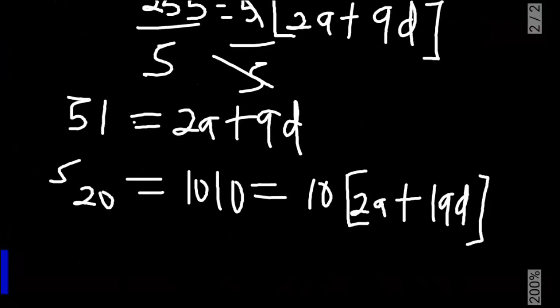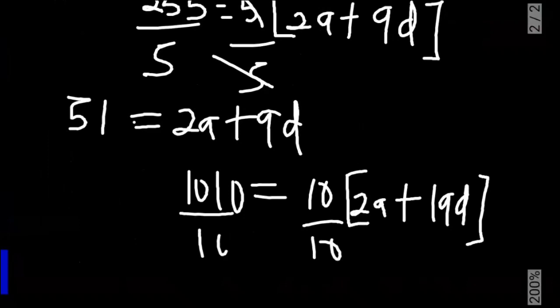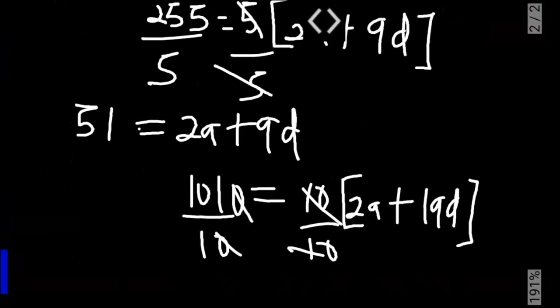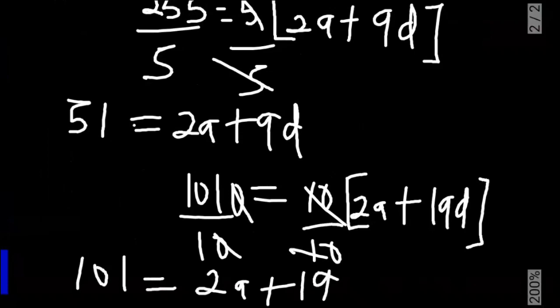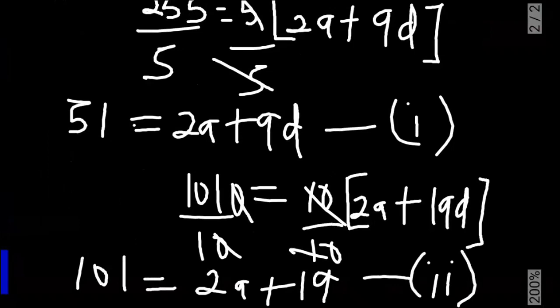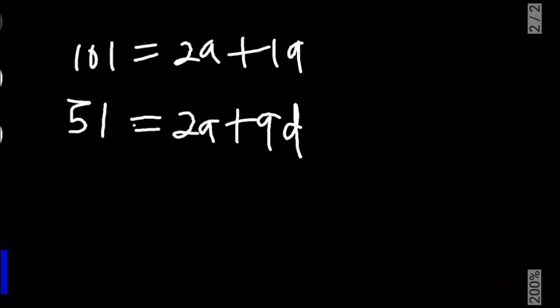We don't need this. So we can divide both sides by 10. We would have 101 equal to 2a plus 19d. If you look at this, you can see that we have two linear equations here which we can solve simultaneously. Let me erase this. These are the two equations we have.